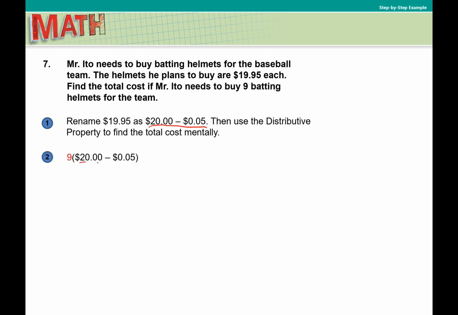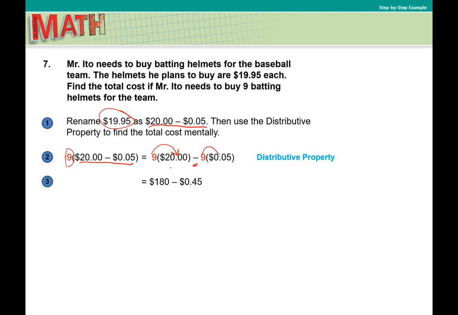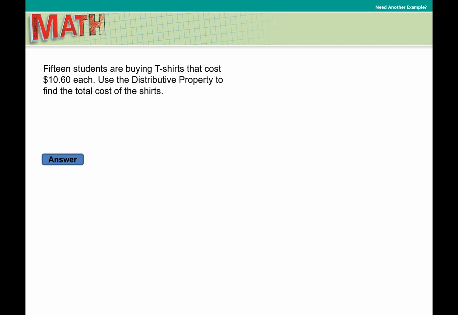Okay, so if $20 minus 5 cents is the cost, $19.95, and we need 9 of those, then what we can do is use the distributive property to do 9 times 20 minus 9 times 5 cents. We can do that in mental math. We get 180 minus 45 cents, and then we simply subtract those, and we see that the answer is $179.55. Right? And we did all that mentally without having to do any sort of long multiplication. So go ahead and work this through and see how this might be helpful on your own here.